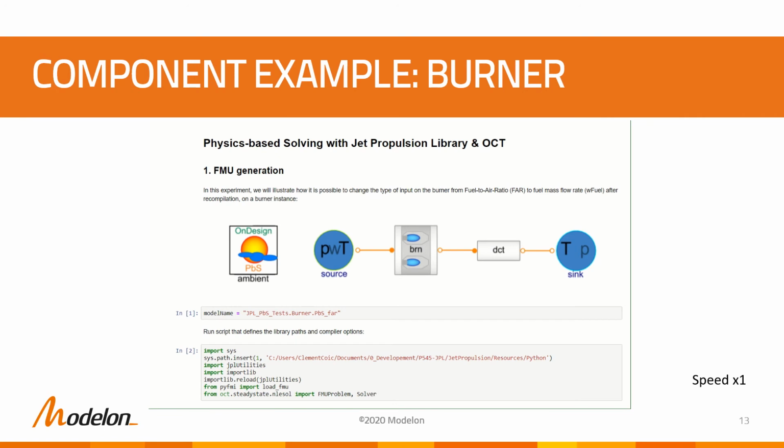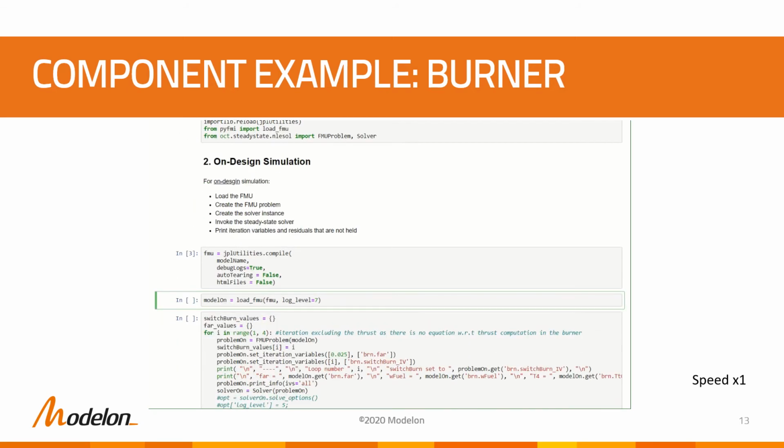This experiment corresponds to a unitary test of the burner. An air mass flow rate enters the burner, is mixed with fuel, and then burned. The outlet combined flow is then evacuated through a duct to a pressure sink. In this Jupyter notebook, we first specify the model name and the required Modelica libraries, as well as all required Python modules. We then move to the simulation of the on-design problem.